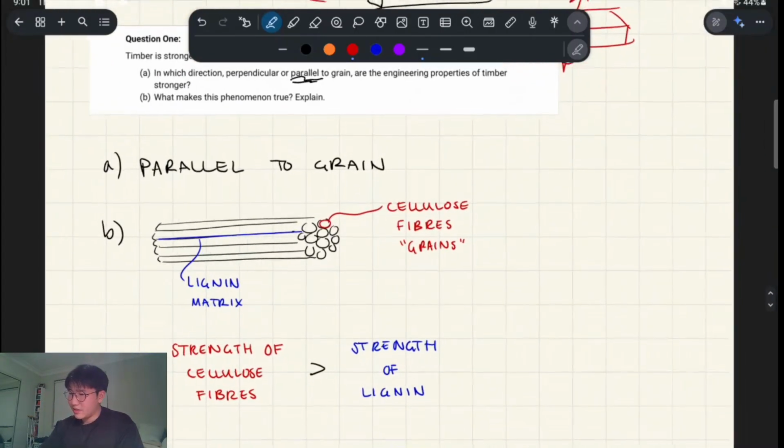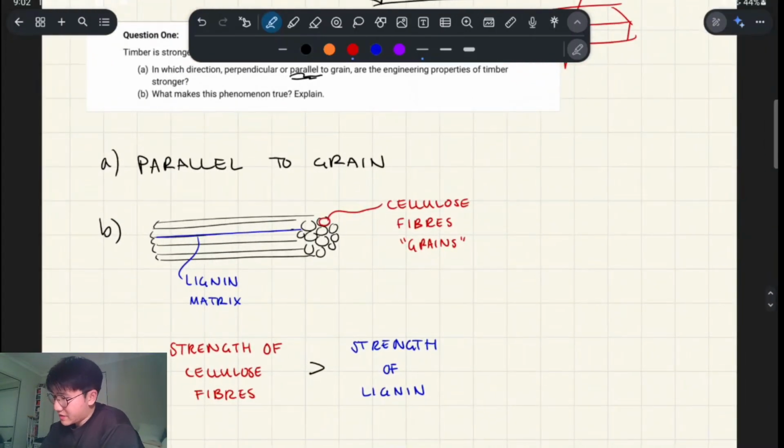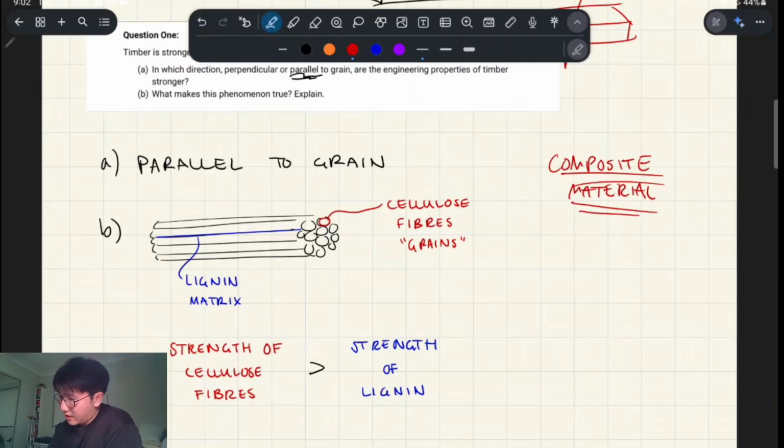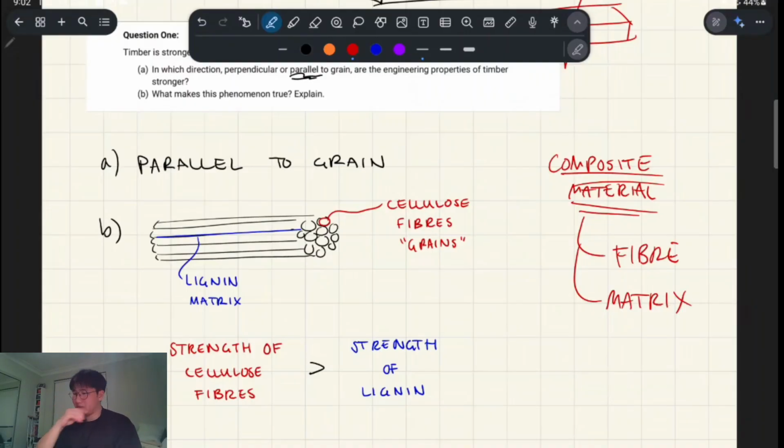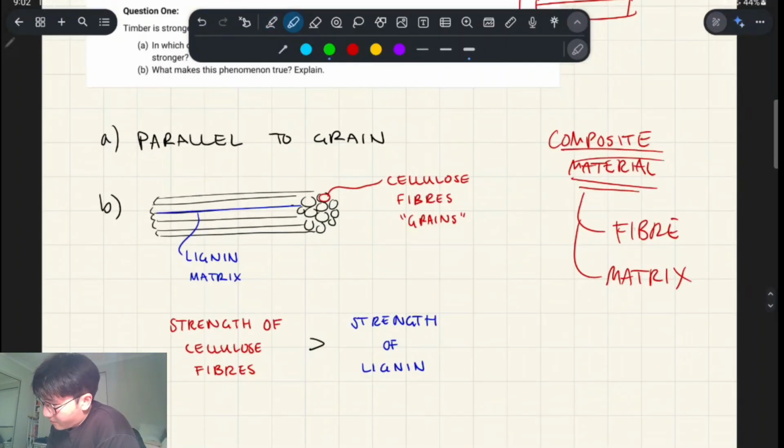So you have to understand from a material science perspective what a composite material is, right? Because that's what timber is. It's a composite material. We have a fiber material and we have a matrix material. So your fiber material in this case is called cellulose, right? So cellulose are like little straws.